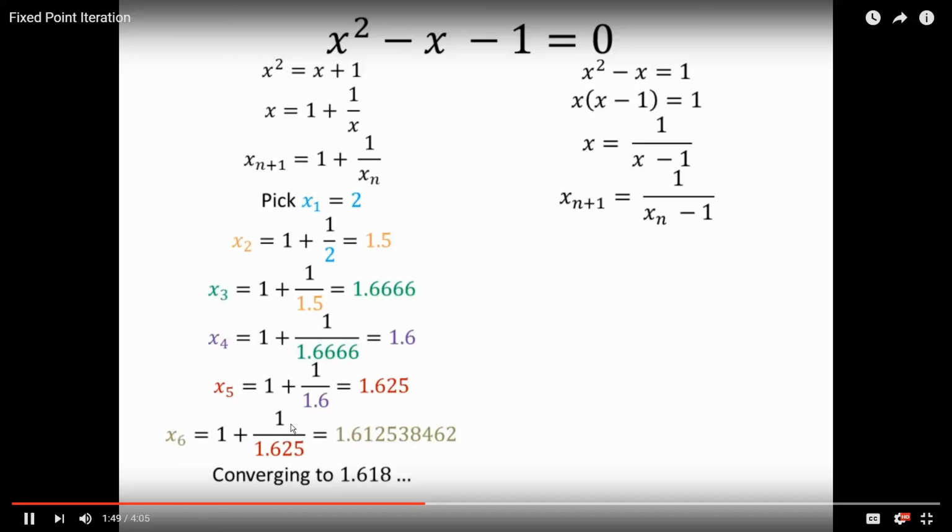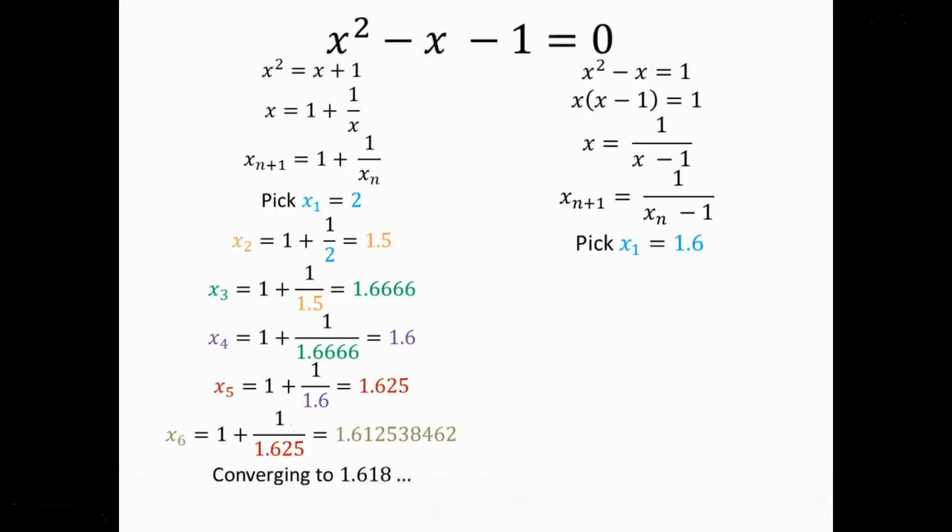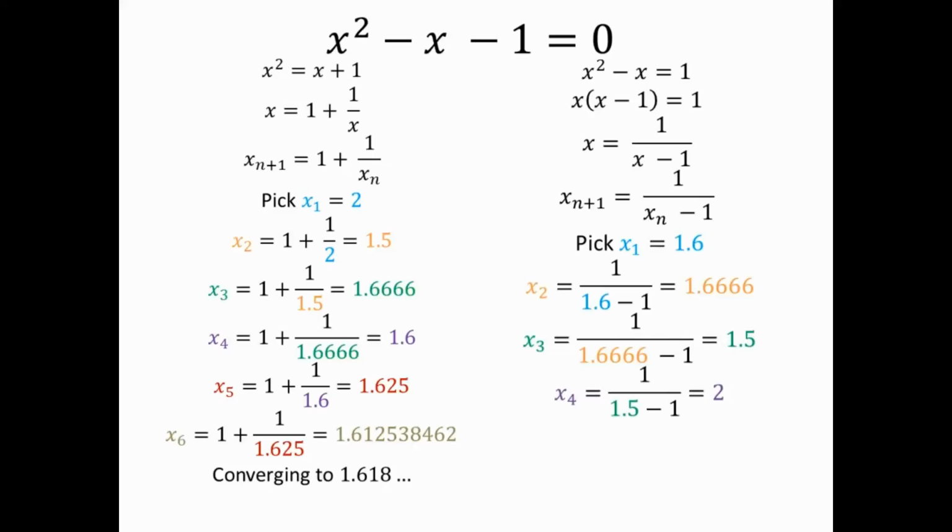On our other equation, let's start closer to the root. We'll pick x1 equal to 1.6, and it should converge that much faster. Plug in x1 to find x2, x2 to find x3, and so on. Although it looks like our values are growing rather than shrinking, and indeed, this does not converge.